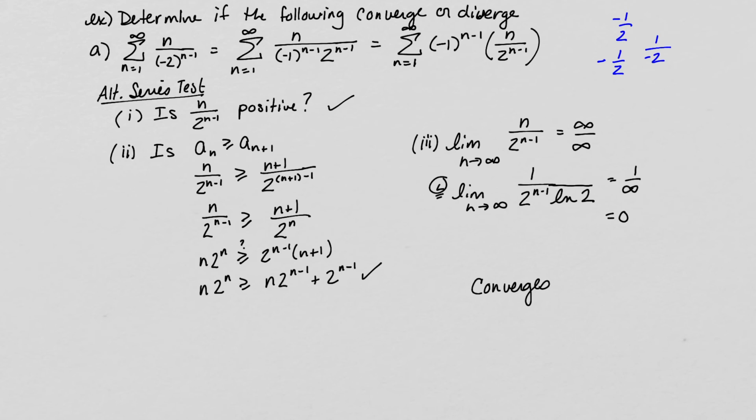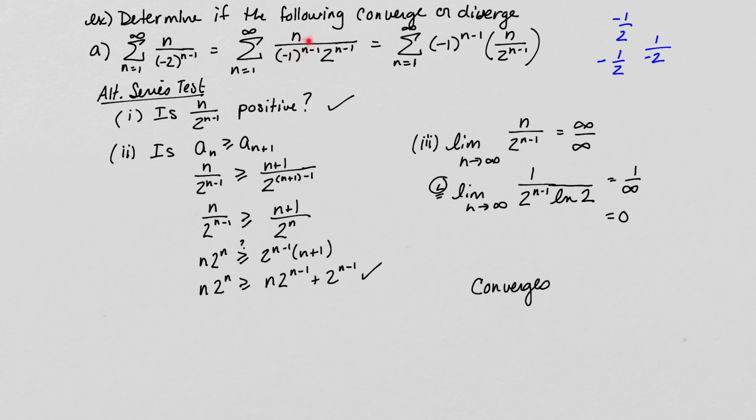So this -1 to the n minus 1, all this is ever going to be is a positive 1 or a negative 1. So when I put in odd n's, so like if I put in 1 or 3 or 5 or 7 and so forth, this is just going to end up being a positive 1.